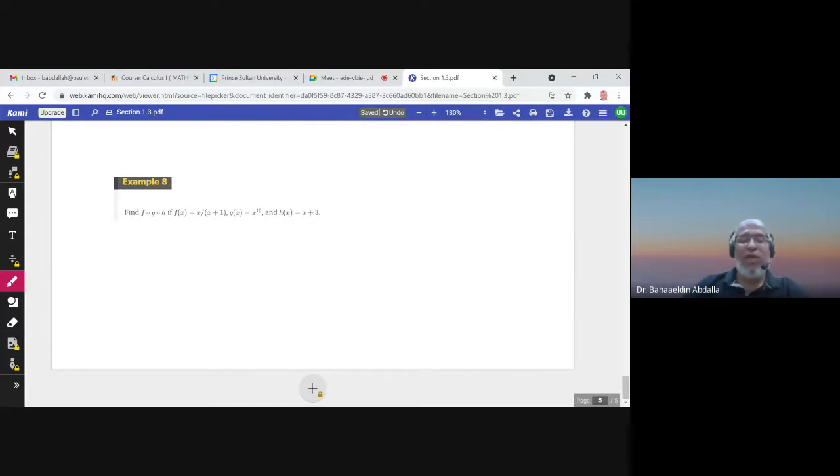Finally, we can find the composition of three functions. So f circle G circle H of x would be f of G of H of x. So first we write H of x. What is H of x? x plus 3. And now I find G of this. So this is f of. How to find G of this?